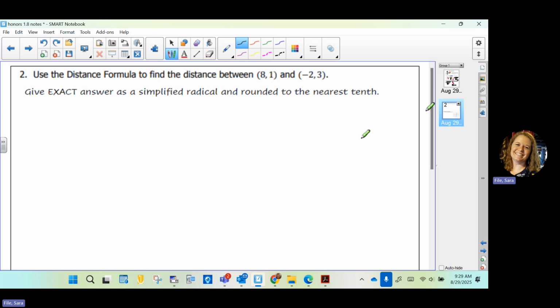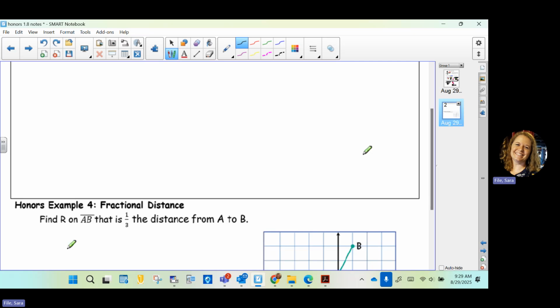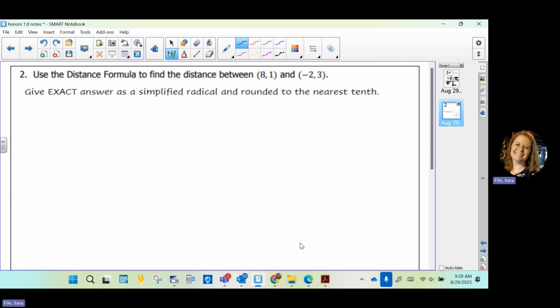I'm going to get attendance while y'all try this one, and then we'll check it. And then we'll try the last one. It's a little different. It's fractional distance. We'll talk about it in a sec. So you can try this using distance formula or Pythagorean theorem. I don't care which method you use. Y'all try it on your own though.